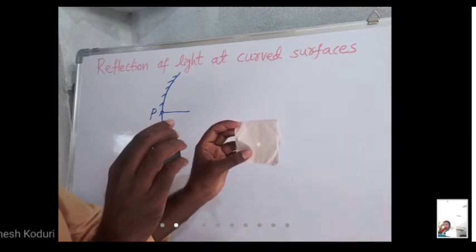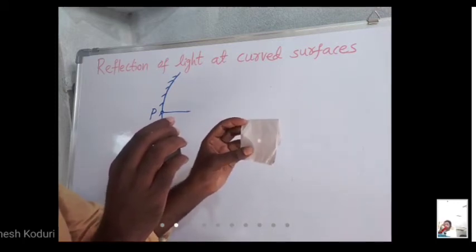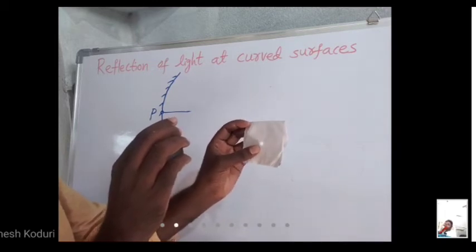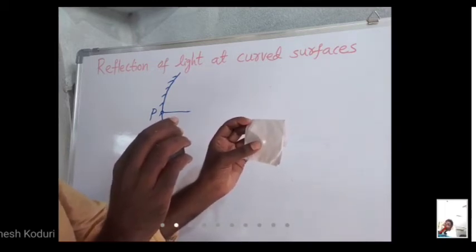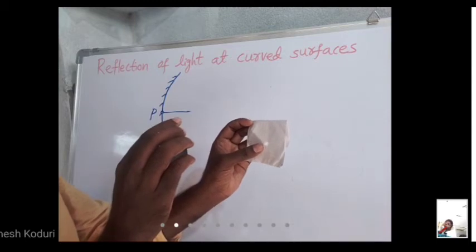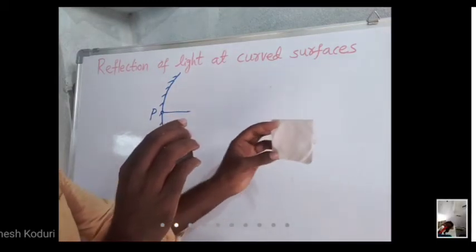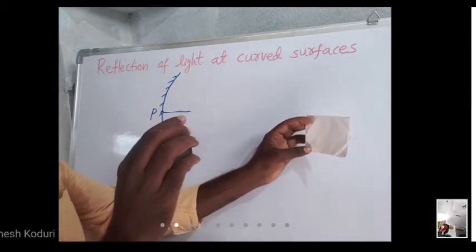What is the object here? The electric bulb is the object, and a small bright spot is formed on the screen. This small bright spot is the image of the light. When we move this screen or paper, the image is formed.